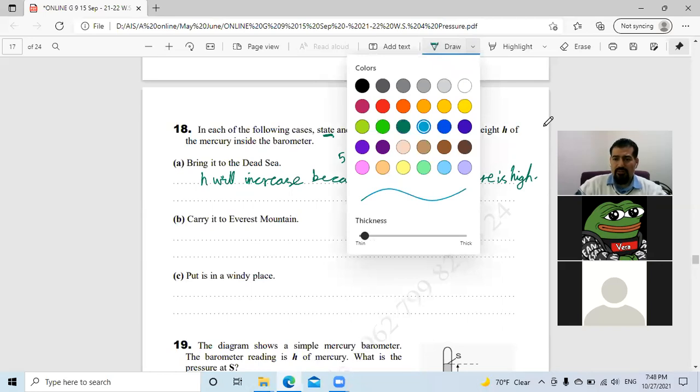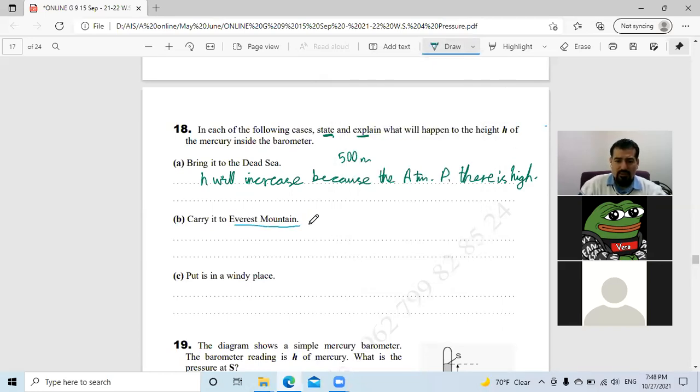If we bring it to Mount Everest, h will what? Will it increase or decrease? It will decrease, yes, thank you. Why? Because the atmospheric pressure there is low.